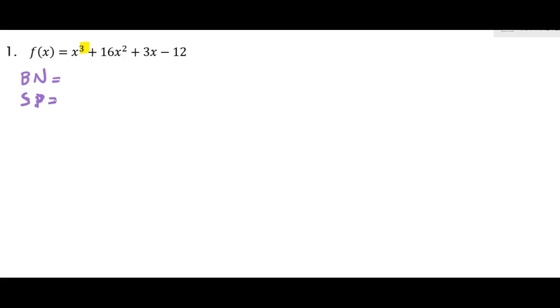So our biggest negative is always your last number. It happens to already be negative, but you make it negative no matter what. And then our smallest positive is always 1 divided by our Q number, and in this case our Q number is 1. So 1 divided by 1 is just 1. So now I'm going to go into my calculator.